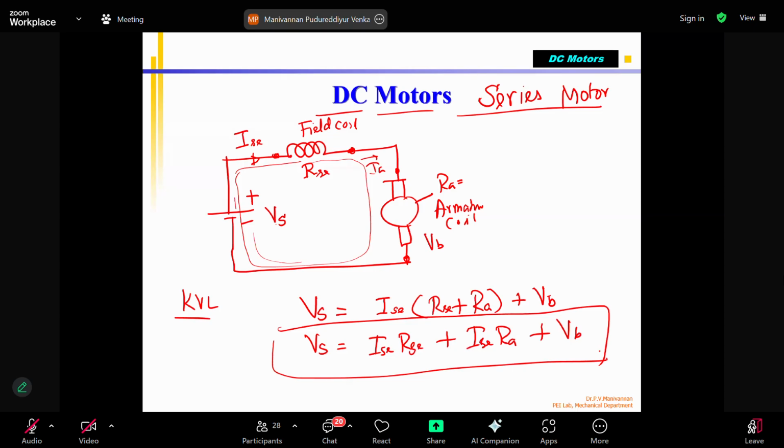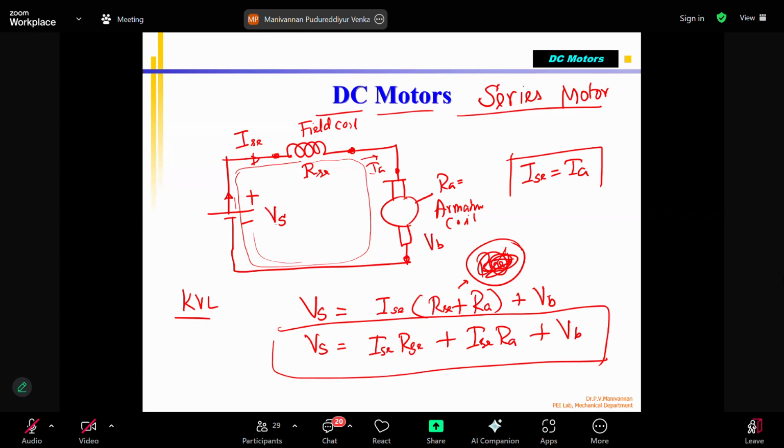Now, we know that I series is nothing but IA. IA and I series are the same because the same current is flowing from the battery. That battery current is coming from the battery, which is the only supply. Same current, but in the shunt case there are two different currents, correct? The shunt coil current is different, that depends upon this one. Now this is called the net resistance. I can say R net, because both the coils are connected in series. But for understanding, just leave it.